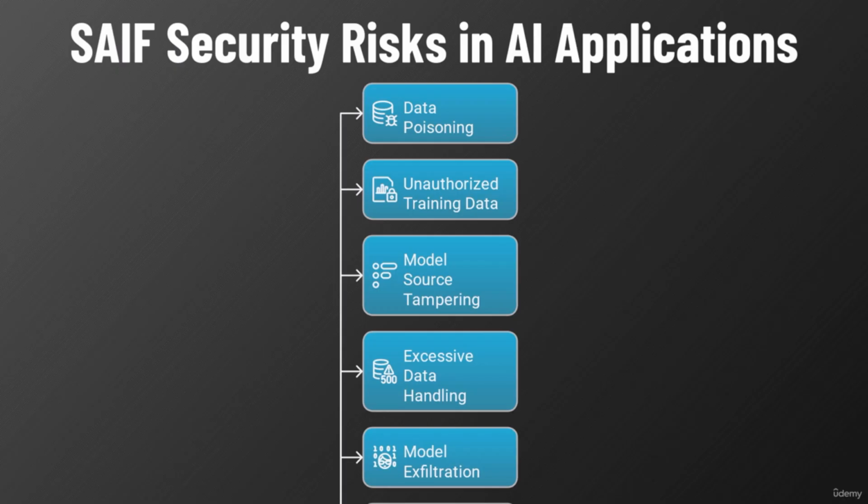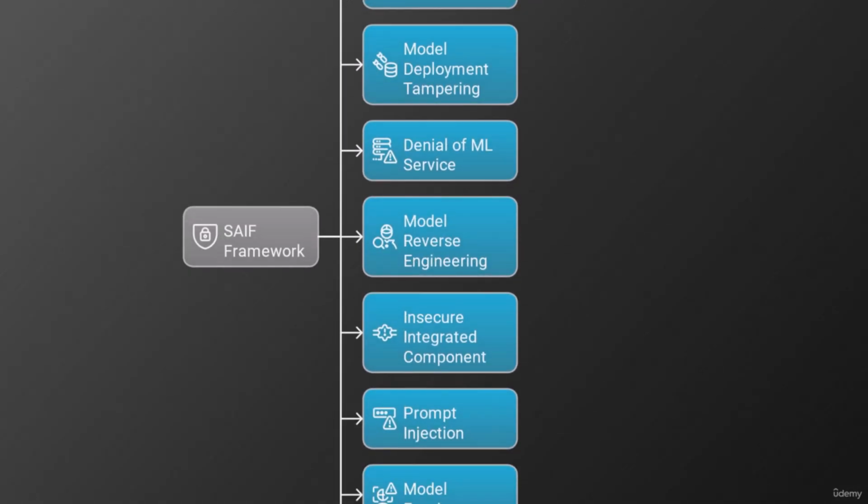Model source tampering. Attackers alter the model's source code or internal parameters, introducing hidden behaviors or reducing performance. Excessive data handling. The system collects or retains more data than allowed under privacy policies, increasing the risk of non-compliance with data protection laws. Model exfiltration. Unauthorized access to a model's weights or architecture leads to the theft of intellectual property and potentially serious financial loss. Model deployment tampering. Attackers compromise the deployment infrastructure or its components, introducing vulnerabilities or hidden backdoors.